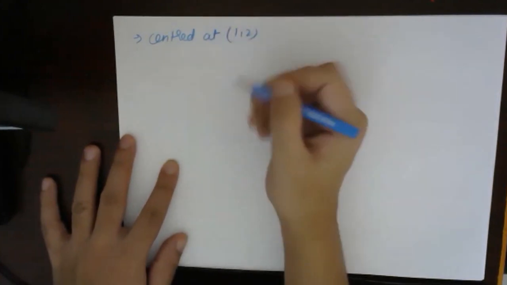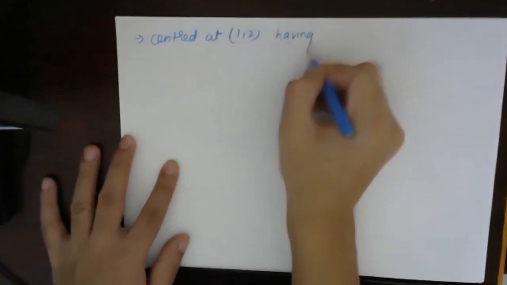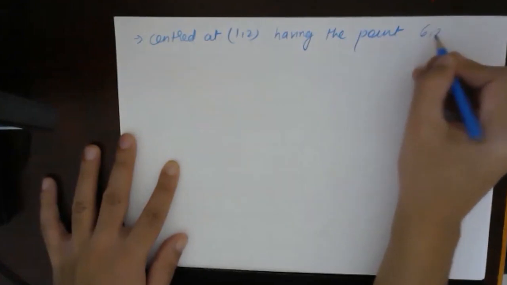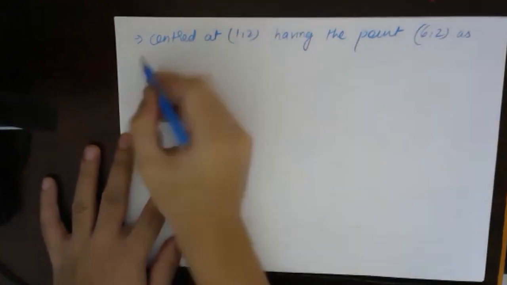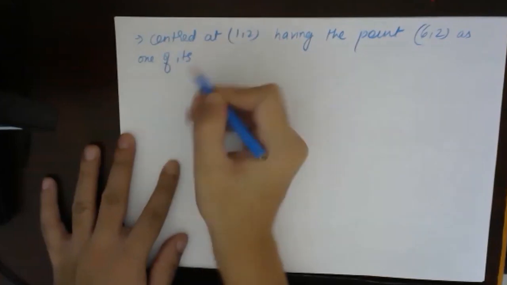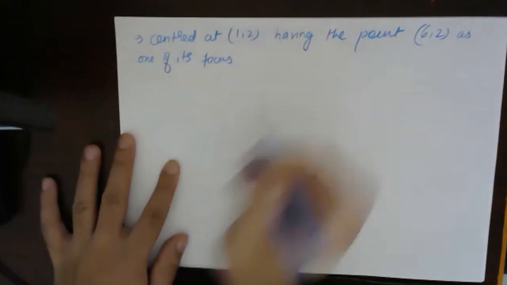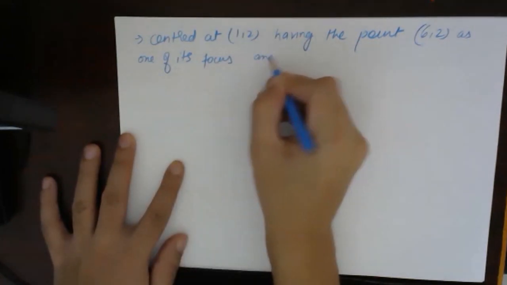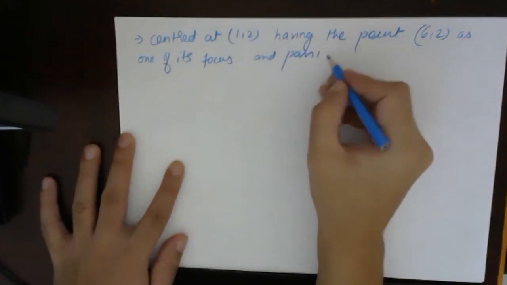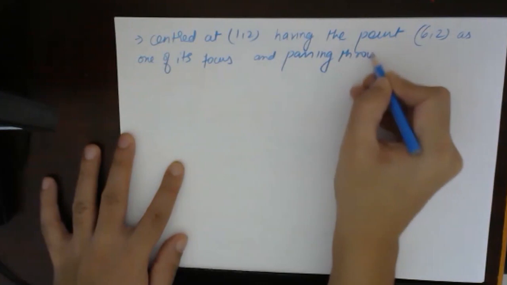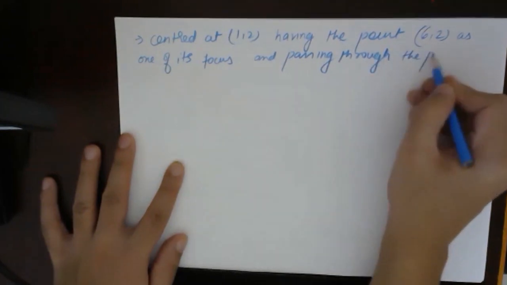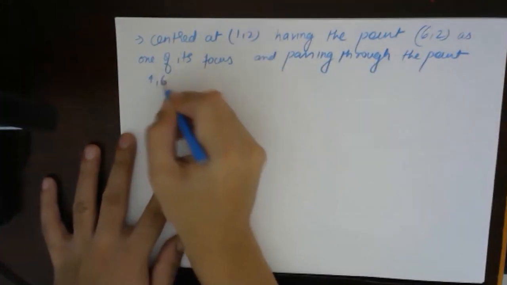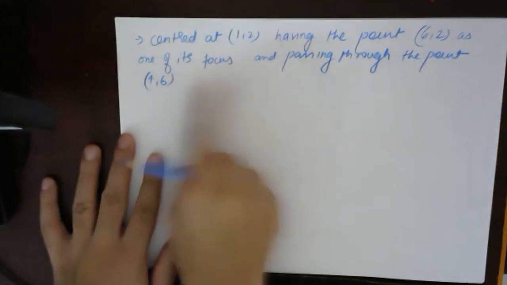Centered at (1, 2), having the point (6, 2) as one of its foci, and passing through the point (4, 6). Find the equation of the ellipse which satisfies such conditions.